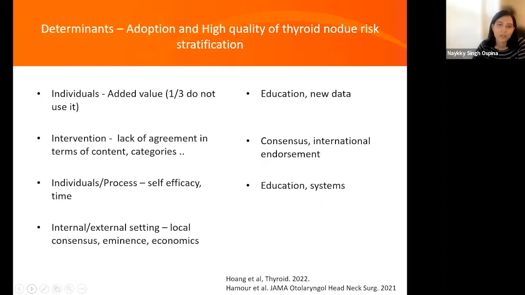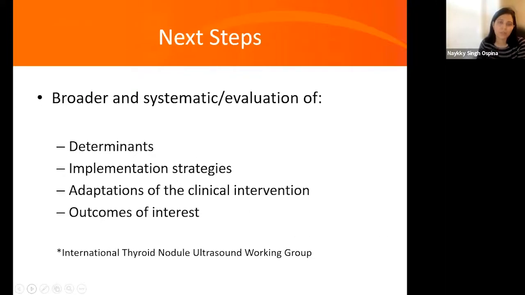setting. So we saw that local consensus or the fact that your society endorses this, the eminence and the economics, and all of that will translate into an implementation strategy of having this as a requirement from the individual departments, and then even thinking broader or bigger how this could be translated into reimbursement. So in terms of next steps, I think this paper offers a lot of information about some of the determinants for thyroid nodule risk stratification.